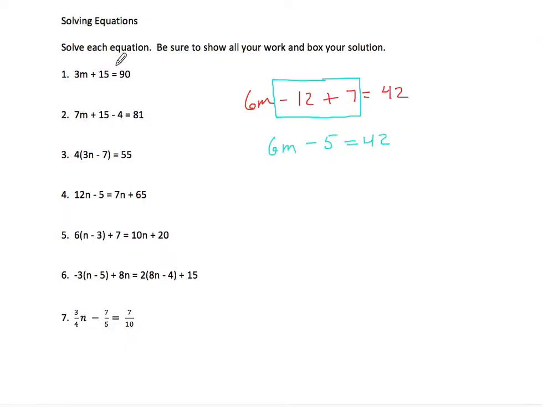And then it becomes an equation just like number 1, right? Where I'm going to add 5 to both sides. These cancel out. I'm left with 6m on the left side equals 47. Let's divide both sides by 6, and I'm left with m equals 47 sixths. And that is reduced all the way, so you're done. All right? A couple more. Let's do one like number 3.